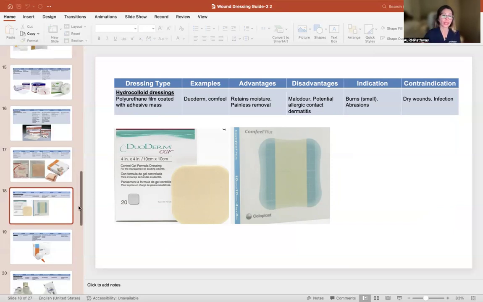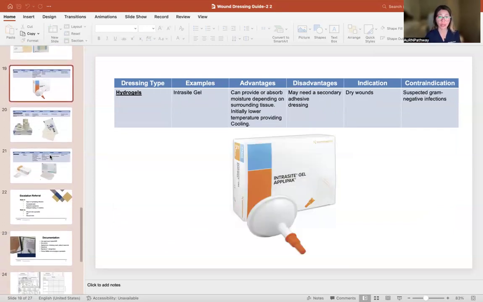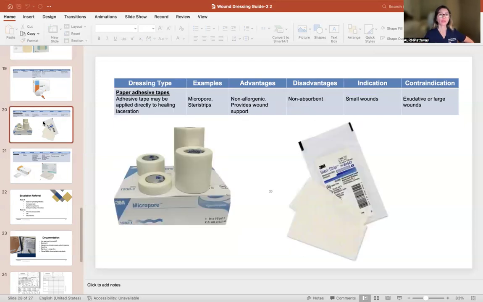Okay, now we do have the Intrasite, just in case the patient's wound gets a little bit dry, the edges get dry already and it still needs that moisture. So that's what it's good for. It obviously needs an extra primary dressing on top. And we do have the adhesive tapes, and this is to secure, of course, your secondary dressing.